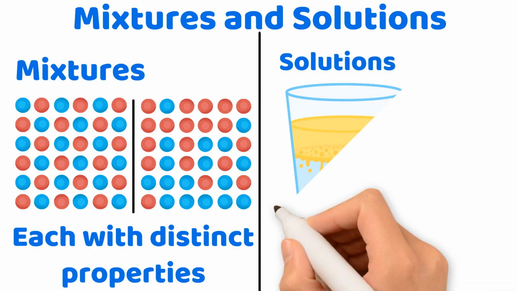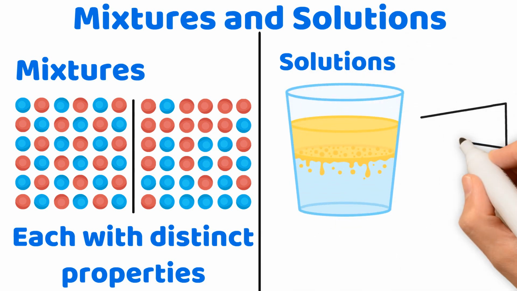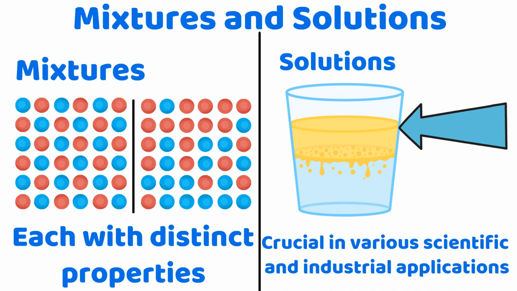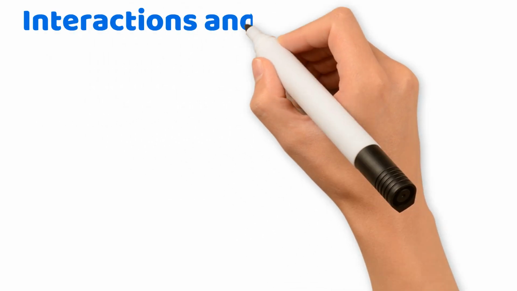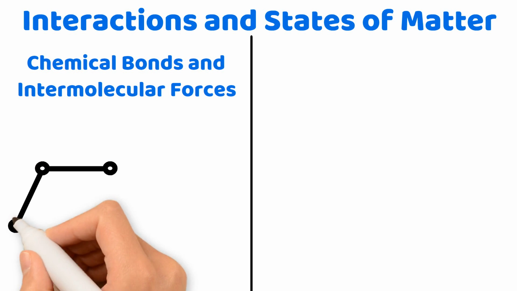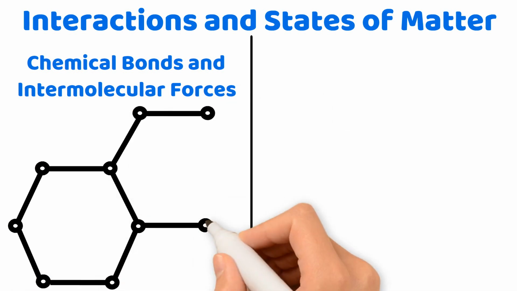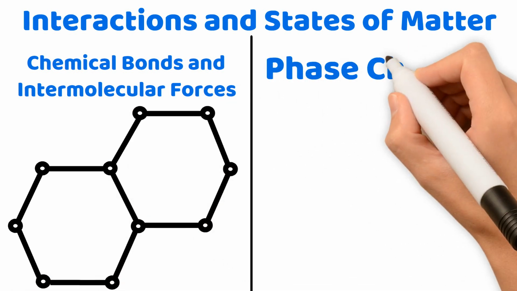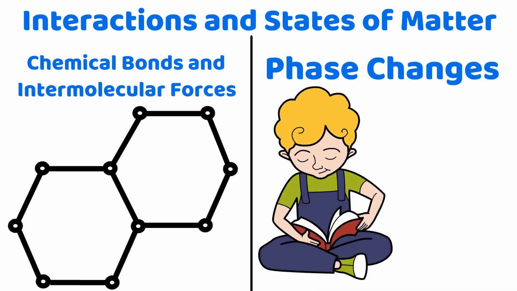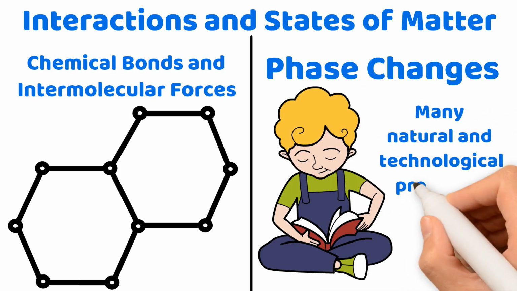Solutions. A type of homogeneous mixture where one substance is dissolved in another, crucial in various scientific and industrial applications. Interactions and states of matter. Chemical bonds and intermolecular forces. These interactions determine the physical properties of compounds and their state changes. Phase changes. Learning about the energy involved in these changes helps explain many natural and technological processes.